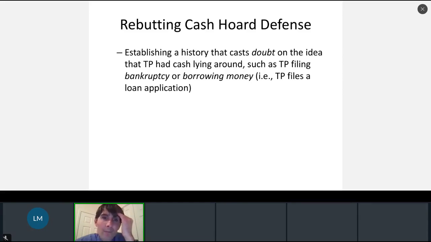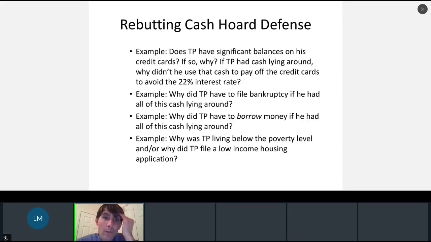But it stands to reason that if the taxpayer filed a loan application in the very year that they're saying they had $100,000 in cash hoard, something's got to give here. Or if they filed a bankruptcy petition in that year when they claimed that they had $100,000 or more of cash, this is all going to lead to scrutiny. So these are questions that the IRS loves to ask.